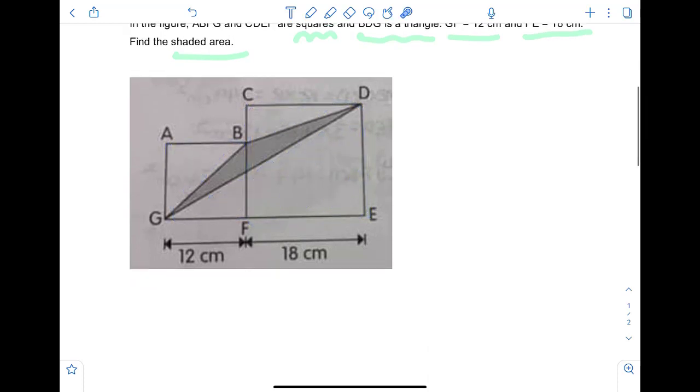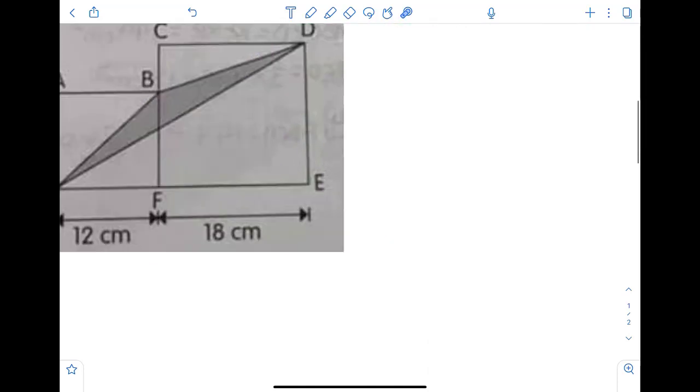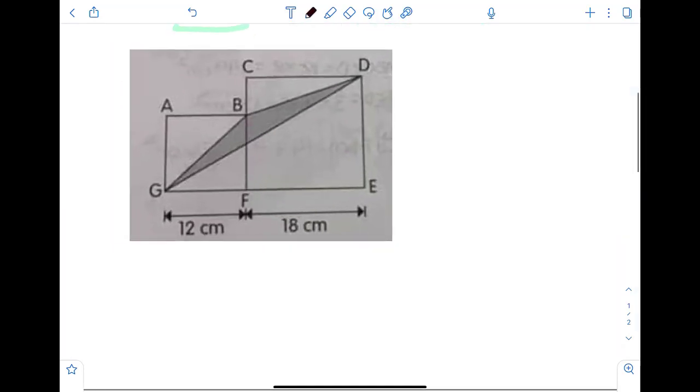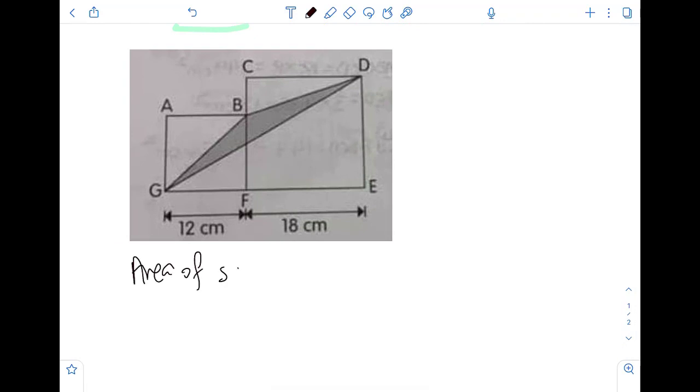Okay, so yeah, let's do that. Area of square, the smaller one first. A, B, F, G. That will be 12 by 12, 12 times 12. That will be 144 square cm.